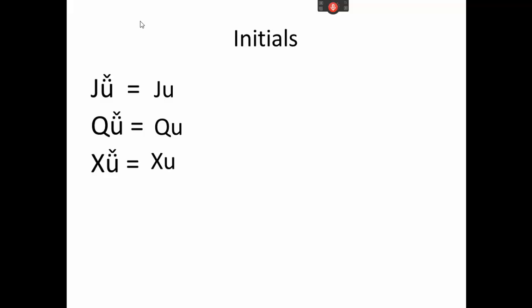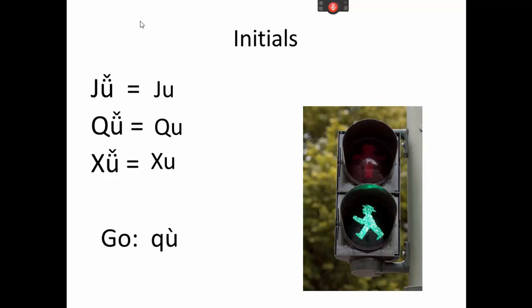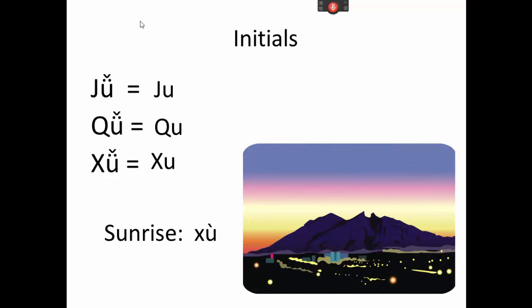This is tricky for learners. I'm going to call this the secret umlaut U for the rest of the trimester, and we'll get really good at spotting these. So if you see JU, QU, or XU, know that it's not Zhu, Chu, or Shu, it's Ji, Qi, Xi with this secret umlaut. Thus, JU, which is really J secret umlaut, tool is ju, go is qu, and sunrise is xu.